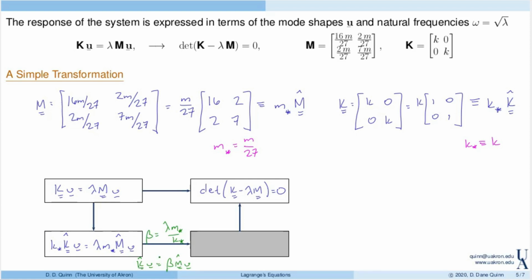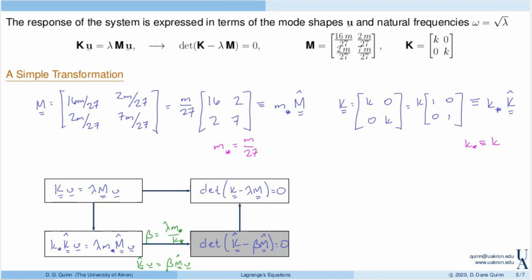So now this is the problem I'd like to solve in terms of these scaled matrices. And that's just another eigenvalue problem. I want to find the values of beta and u, the mode shapes, or the eigenvectors, that solve this problem. So essentially, we're now solving the determinant of k hat minus beta m hat is equal to 0. Except, this is great because everything here is numerical. K hat is a numerical matrix, m hat is a numerical matrix, and all the parameters of the problem, namely m and k, have been sort of sucked into this beta.